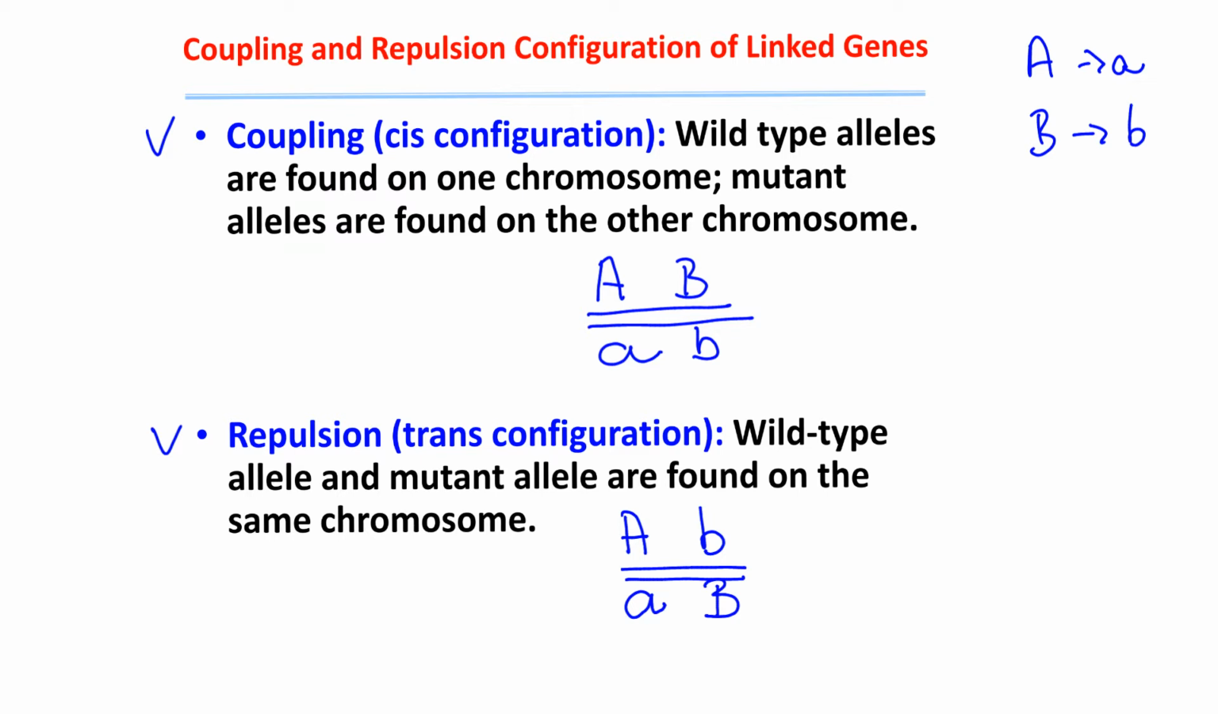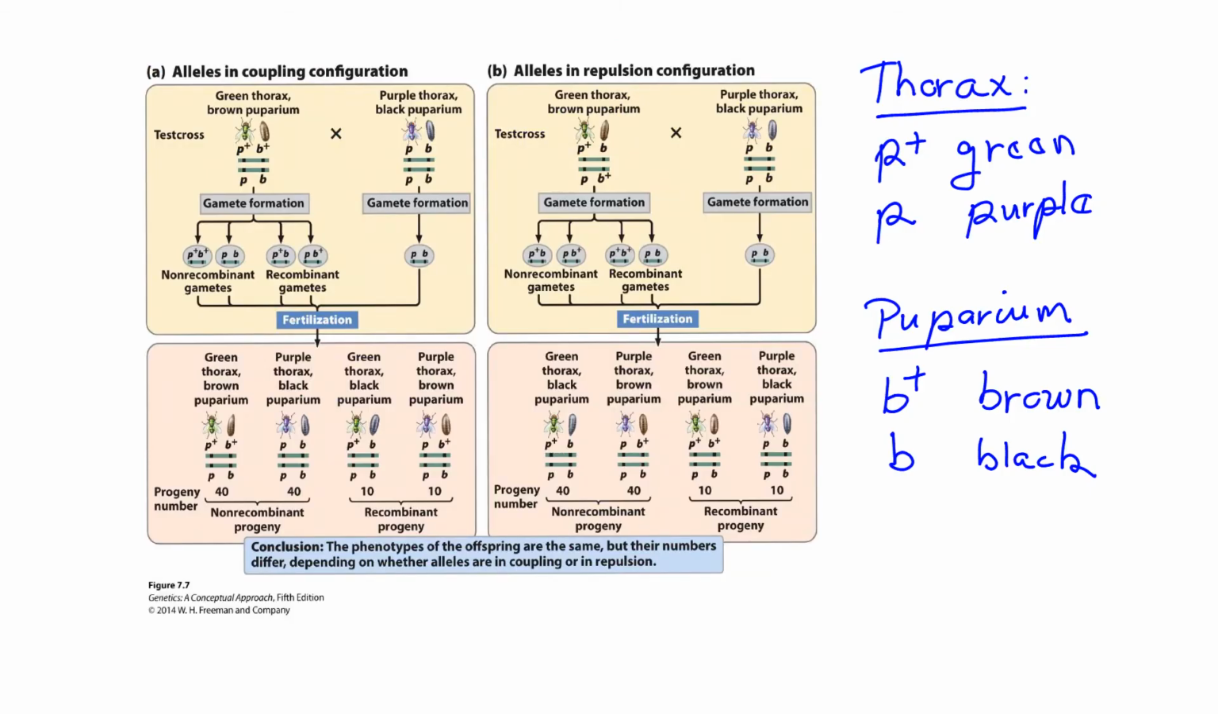So in order to demonstrate the importance of the configuration of alleles of linked genes on the chromosome for defining the outcome of genetic crosses, let's follow this example with Australian blowfly. In blowfly, we will follow two genes, one which determines color of thorax and one which determines color of puparium. So green thorax is dominant over purple thorax, and brown puparium is dominant over black puparium. Now consider that these alleles of these two genes are in cis or coupling position, which is outlined in A. So you perform a test cross.